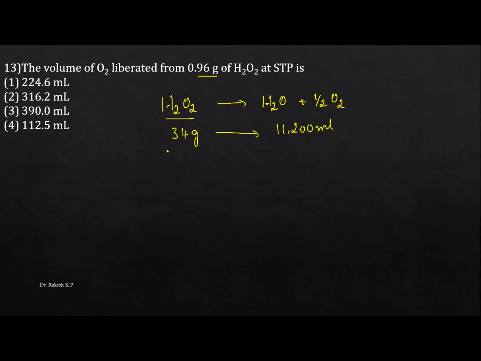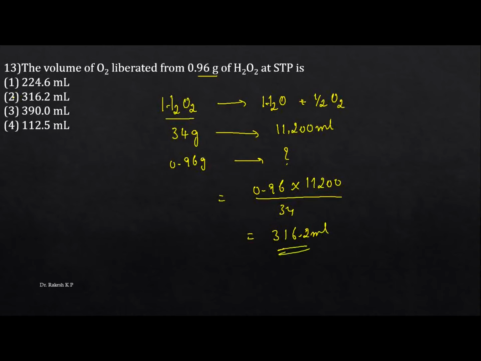But if it is 0.96 gram, what will be the volume you are going to get? If you do the cross multiplication, 0.96 into 11,200 divided by 34. Here if you do the calculations, we are going to get 316.2 ml. Hence in this case the option is the second one.